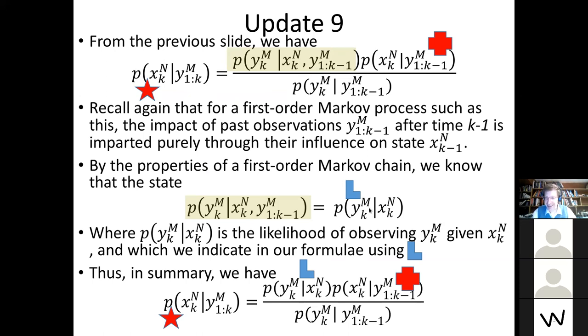What is this? It's our likelihood. It's our friend. We've got our two friends. This slide is just full of friends, right? And this is where we're trying to get to. This is the friend whose house we're trying to reach. So this thing is the likelihood of observing y sub k given x sub k.